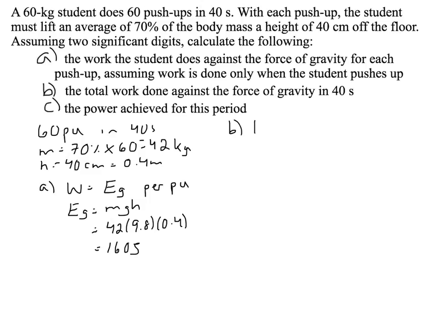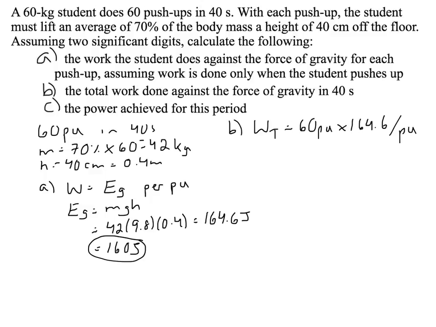B, total work. Work total is going to equal 60 push-ups times, now this was the rounded answer, this 160. The actual answer is 164.6 joules. Okay, so that's what we're going to put in here, 164.6. We don't run into any rounding errors per push-up. And that's going to give us an answer of 9878.4 joules. To 2 sig digs, 9,900 joules.